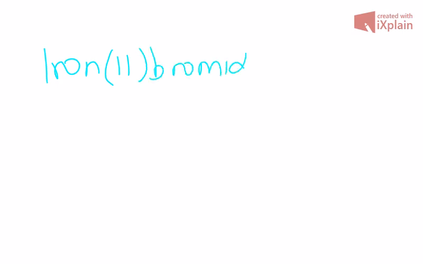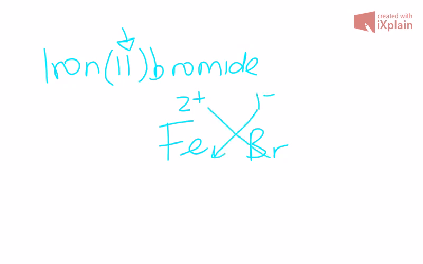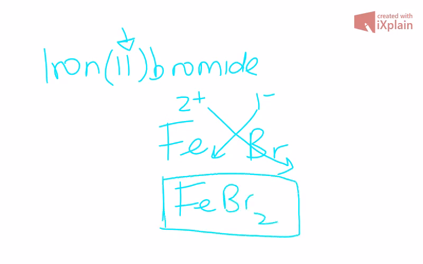Shall we try one more? What about if we were given iron 2 bromide? Again, write out your symbols. Oh, it's bromine, not oxygen. So iron, it's telling us that it was the 2+ charge that was used. Bromine has a charge of 1-. You are going to crisscross, and you are going to be left with FeBr2. Very simple.